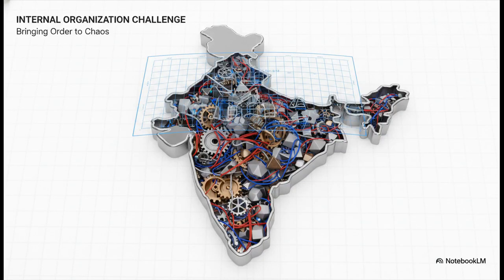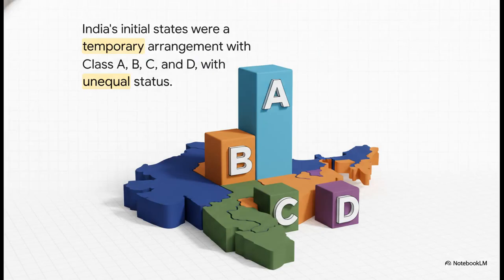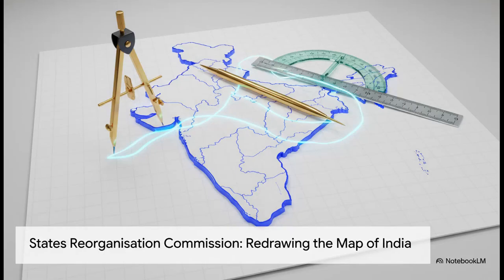Okay, so with the external borders finally set, the next job was drawing the map inside India. At first, the states were a confusing mess of A, B, C, and D classes. It just wasn't working. So in 1953, a commission was set up. Their one job? To redraw the entire internal map.